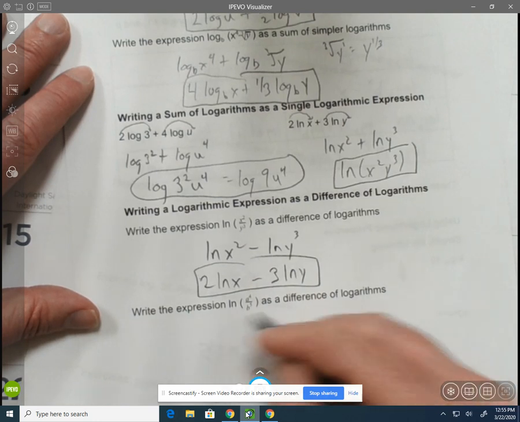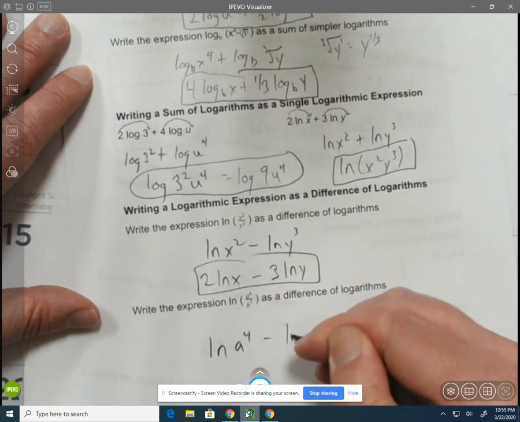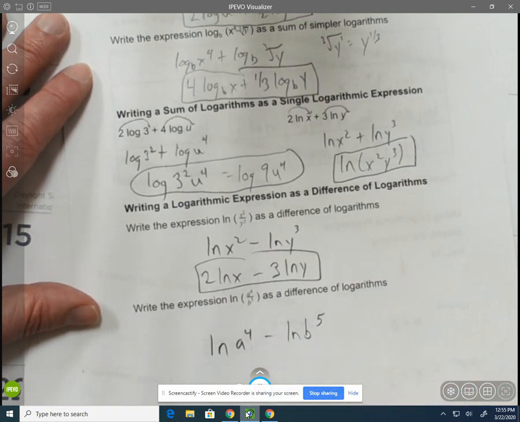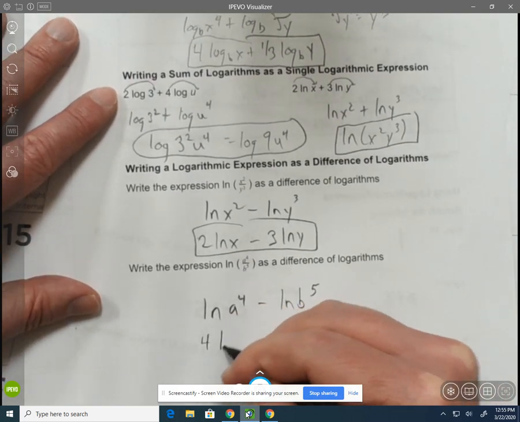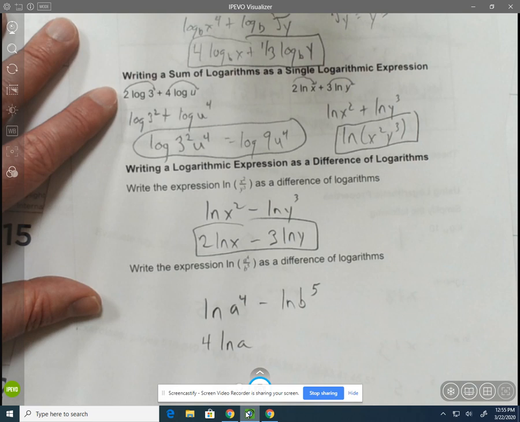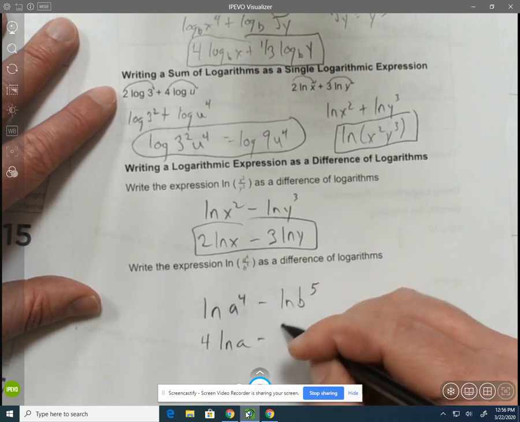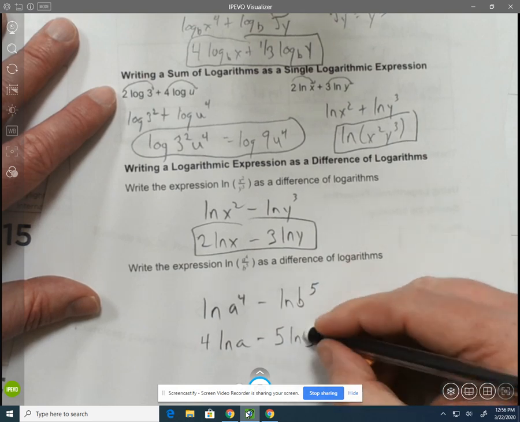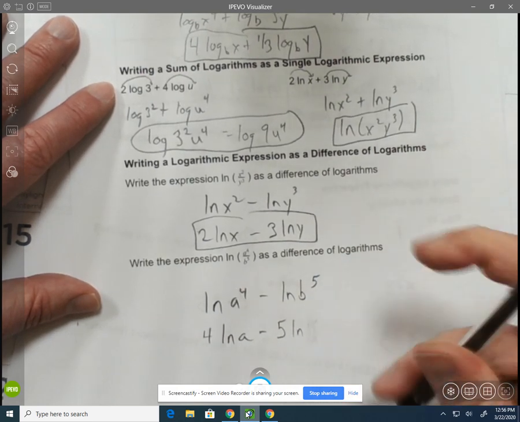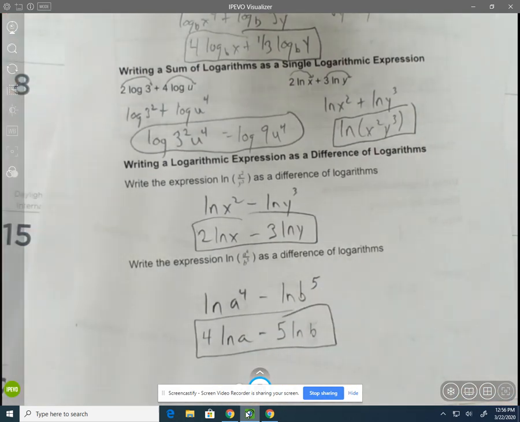Same thing here. This would be natural log of a to the 4th minus the natural log of b to the 5th. And then I can bring that 4 down in front. It's 4 times the natural log of a minus, bring that 5 down in front, 5 times the natural log of b. That should be a b, not a 5. So part of your homework tonight is just getting used to using those properties of logarithms.